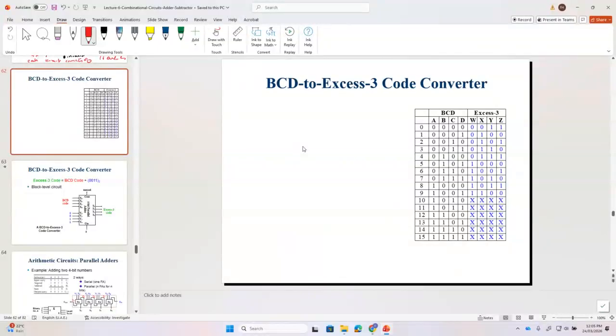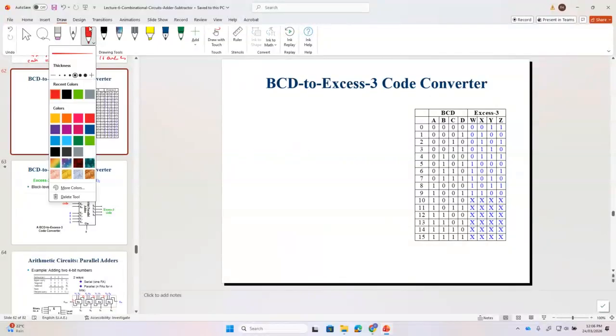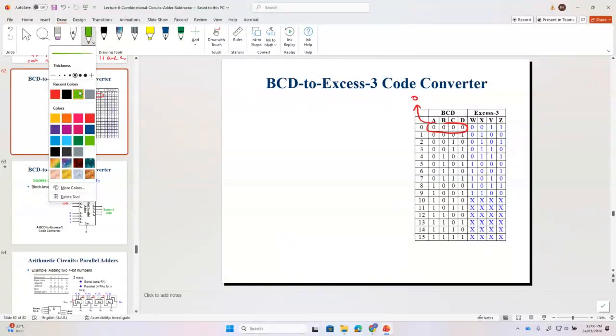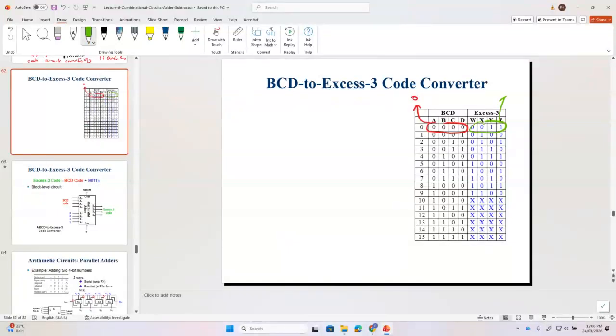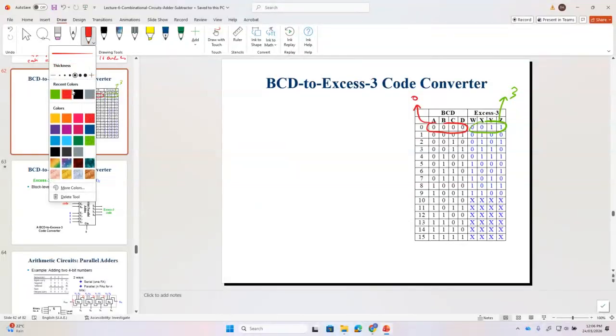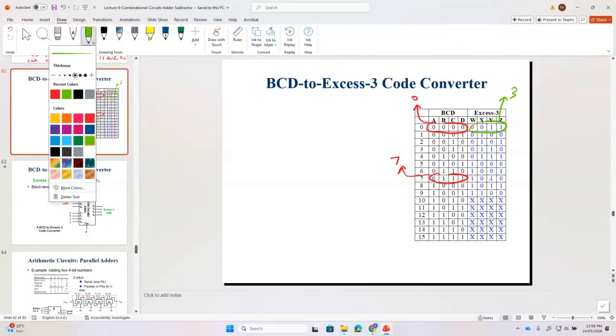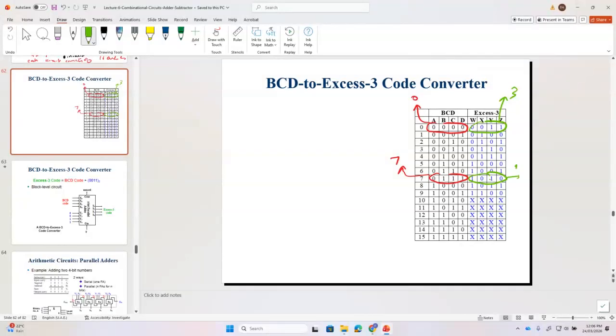Now please remember, if you look at this truth table, what is my input? If my input is zero, what is my output? Can you tell me? 3. Output is 3. If my input is 7 now, what is my output? 10. This is the code for 10. So this is how we design.